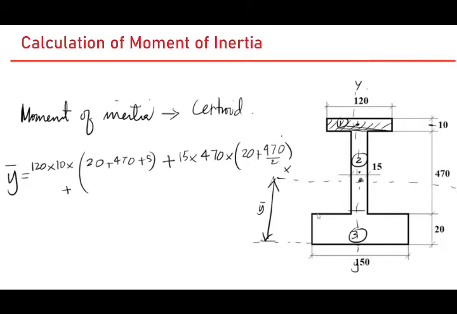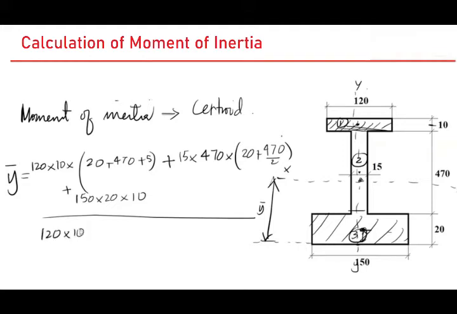Plus you also have a third area, which is this one. To calculate the area, it is just 150 times 20, times the distance to the centroid for this small area. The centroid is over here and the distance is just 10, divided by the total area. The total area of the cross section, which is 120 times 10 plus 15 times 470 plus 150 times 20. Now this gives you the location of the centroid in the y direction.